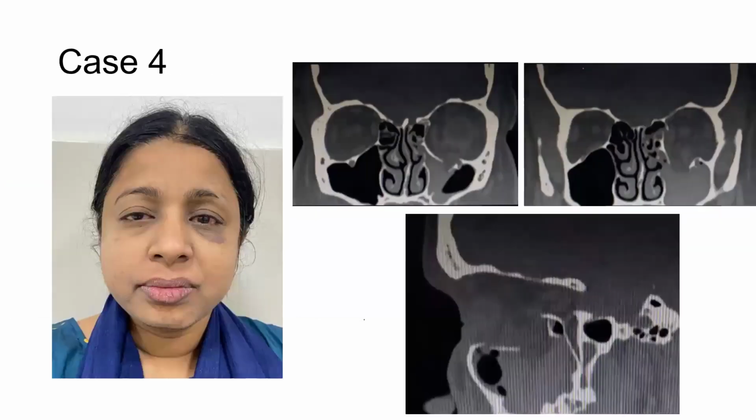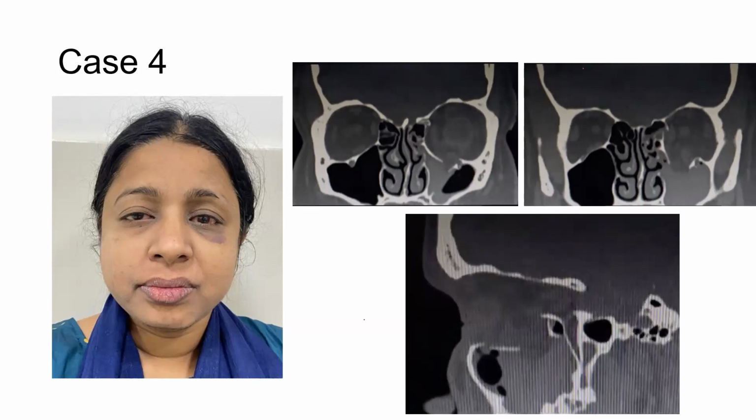Coming to the last case of this presentation, from whatever we have seen, let us have a treatment plan with this lady. She reported with trauma to the left eye. She developed early enophthalmos of 4 mm within 3 days of trauma. So she comes under the category of early repair.